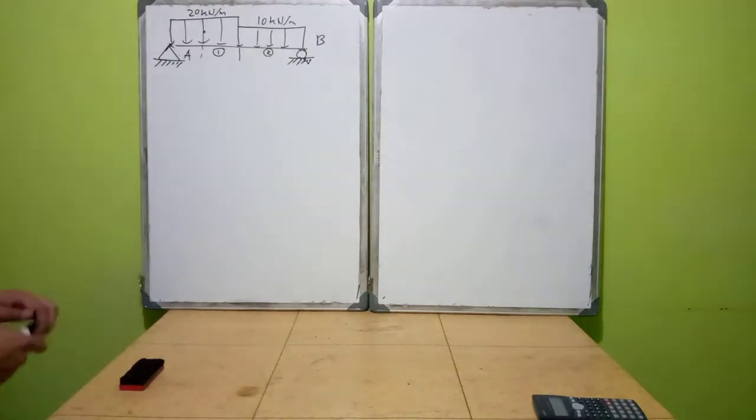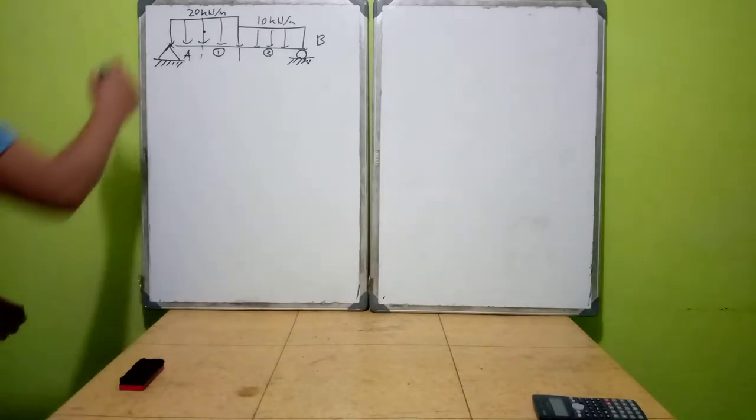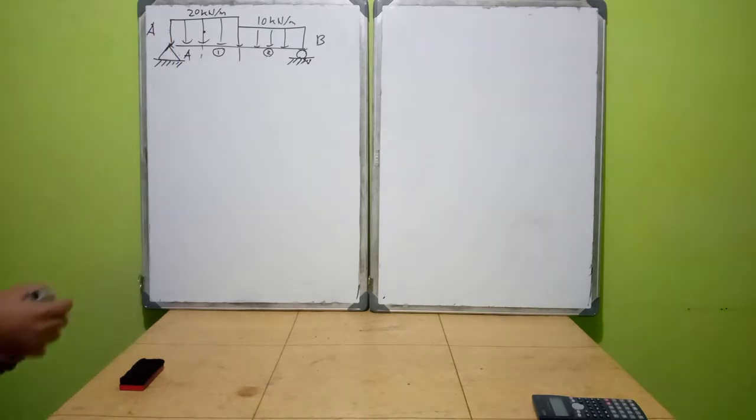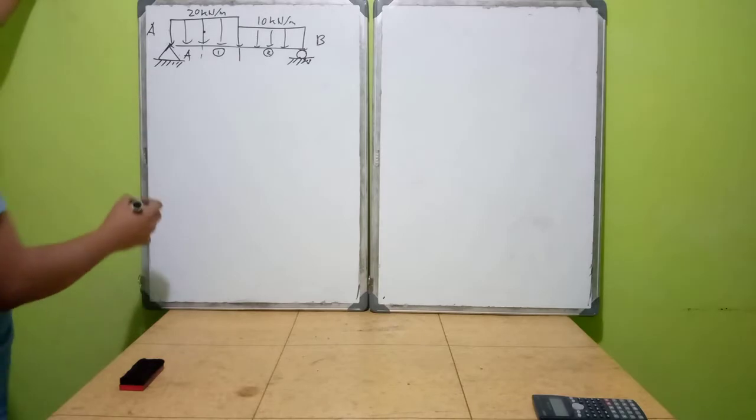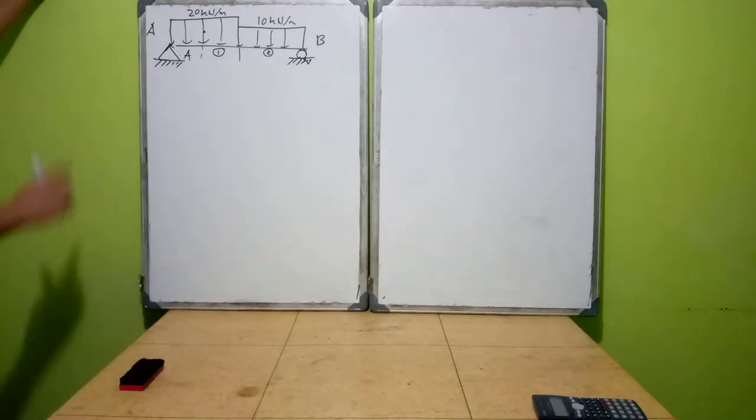Okay, so now we will have our second example. Please consider this beam. This beam is obviously a simple span beam because it has a pin support on one side and a roller support on the other side.